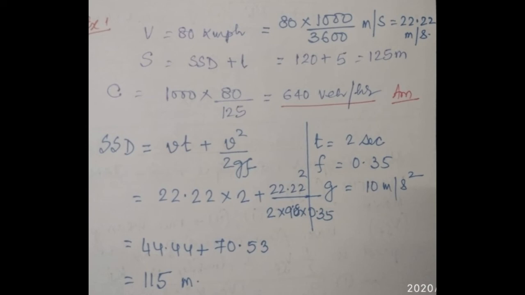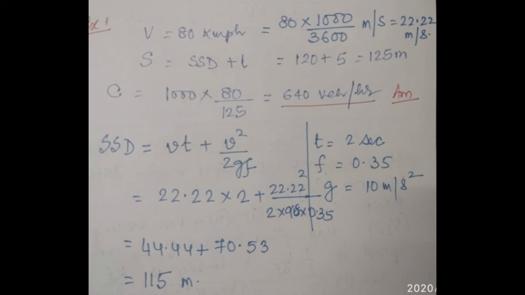Now what is F? That is the coefficient of lateral friction, that is given as 0.35 in the question. Sometimes this value is also not given, so you should have some idea in what range the value comes. So you can assume any value, 0.3, 0.25, 0.4, like this way. So here it is given 0.35. If you put the values and do the calculation, SSD you are getting as 115 meter.